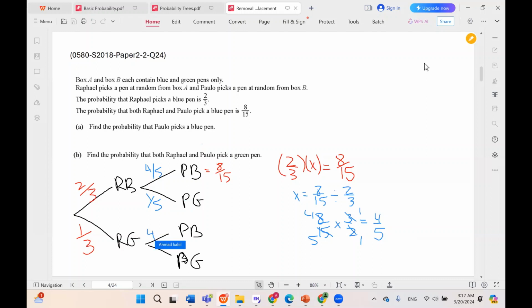So these are the quantities here. So the probability that Paulo picks a blue pen, which is PB, is the probability of 4/5. And now we want the probability that both Rafael and Paulo pick a green pen. So the probability that they both pick a green pen is going to simply be 1/3 times 1/5, because green and green means that we are walking down this path here. So 1/3 times 1/5, this gives us 1/15 as a final answer.